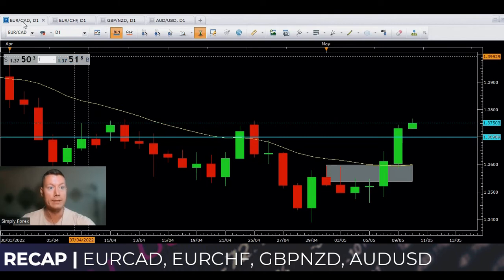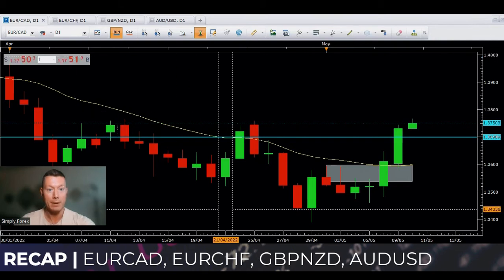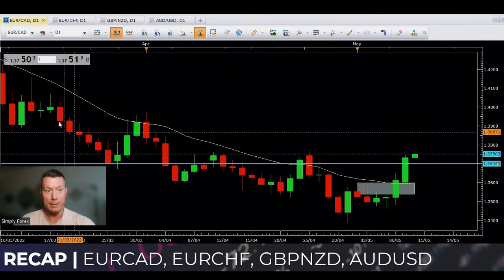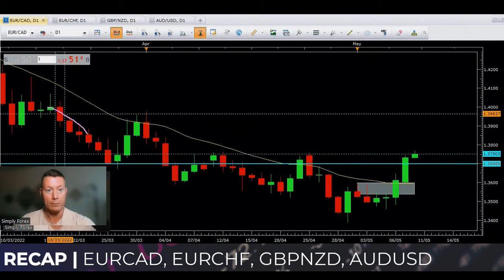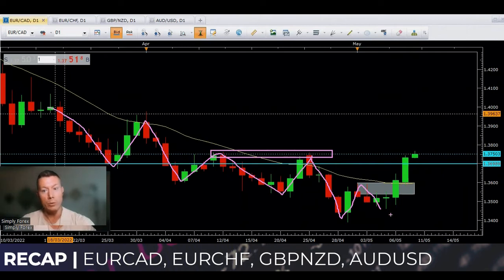The first one was the euro against the Canadian dollar, and we were looking to buy this market. If I zoom out a little bit, guys, as you can see, price was in a downtrend. Lower lows, lower highs, lower lows. This high didn't break, so still intact, but then it didn't create a new lower low. Instead, these highs here were broken with this candle.